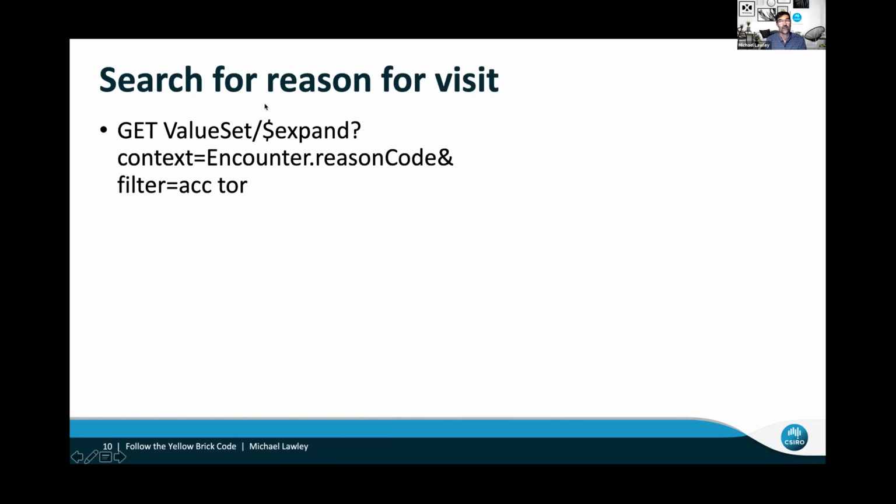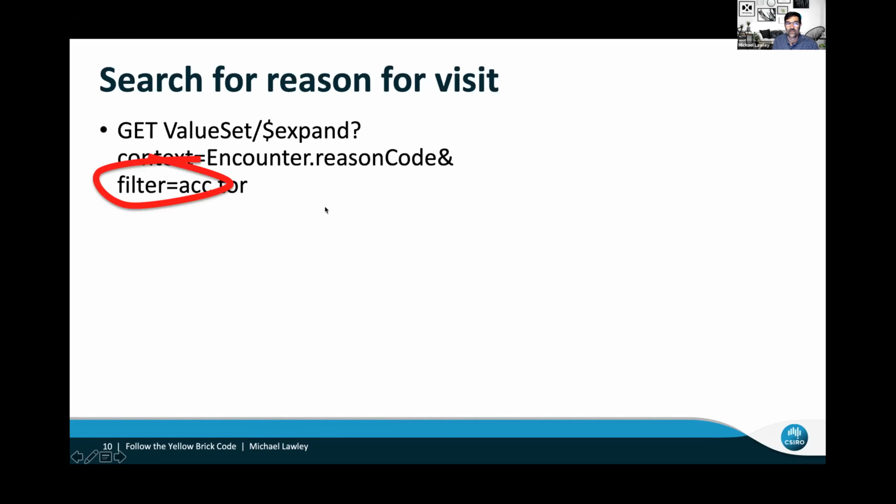Okay. Now, if we look at Dorothy's reason for visit, here we're doing another expand operation. We're using the value set bound to the reason code in the encounter resource. And this value set may have, if it's something like SNOMED, 100,000 possible codes in the expansion. So we don't want 100,000 codes to come back. Dorothy's not going to sort through that list and pick them out. So she's typed in some search text, and this has been provided to the filter parameter.